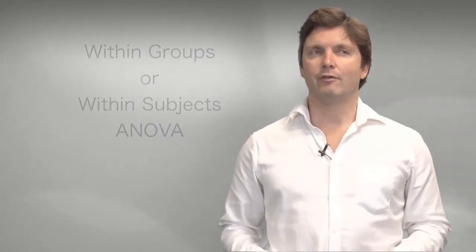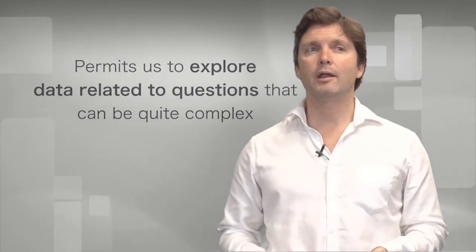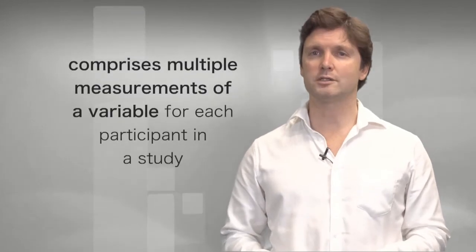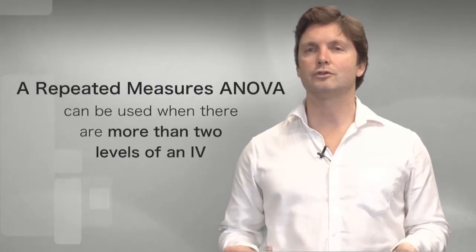You may recall that you did a repeated measures ANOVA. Repeated measures ANOVA is also called a within groups or within subjects ANOVA. The repeated measures ANOVA permits us to explore data that's related to questions that can be quite complex. But at its most basic level, a repeated measures ANOVA comprises multiple measurements of a variable for each participant in the study. And those multiple measurements need to be greater than 2, so 3 or more measurements repeatedly done on a particular participant.